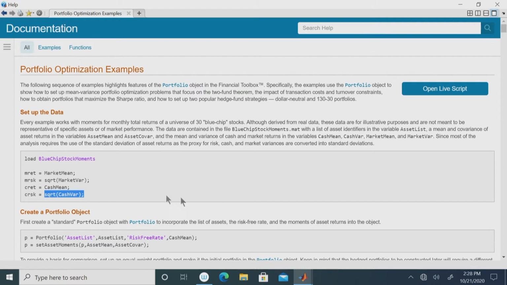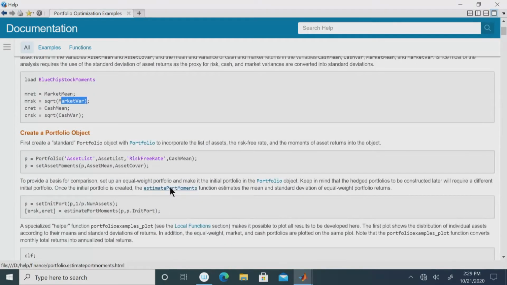Accordingly, for that purpose we look at the average return from the market mean, and we look at the average mean of the cash, and for the counterpart risk we look at the square root of the variances for the market as well as the cash. The next thing that we do is we create a portfolio object, and the purpose of creating a portfolio object is to bring into the picture the asset list.